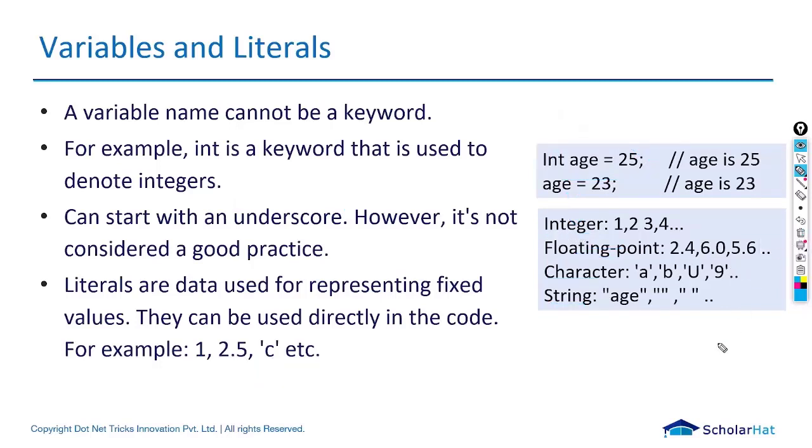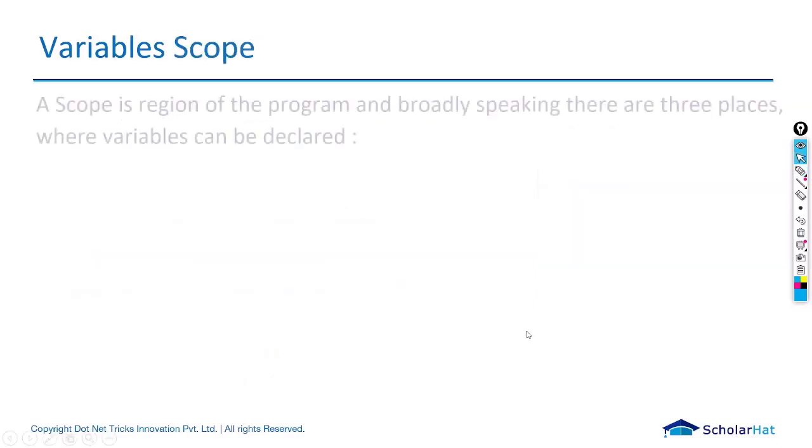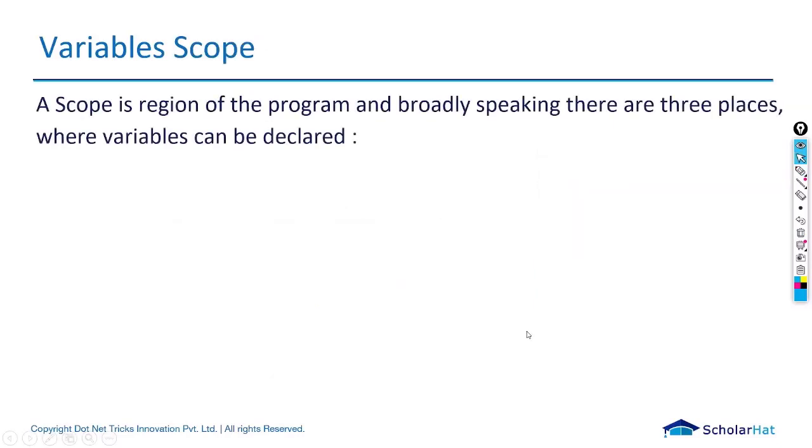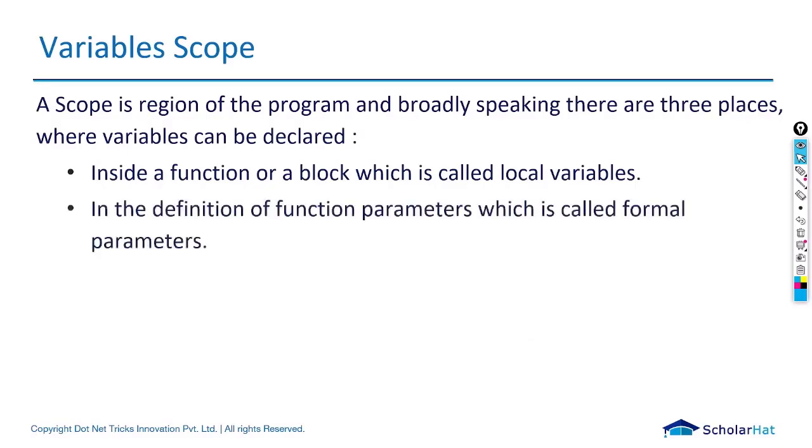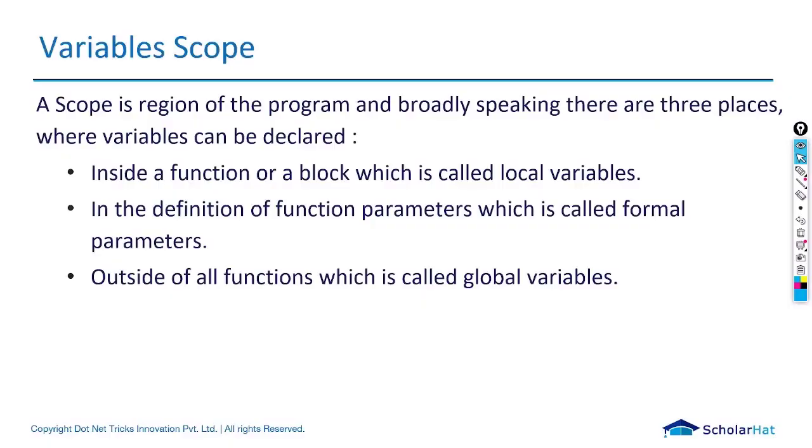Moving to the next slide. Variable scope. A scope is a region of a program, and broadly speaking there are three places where variables can be declared. Scope is nothing, that is just writing within the parentheses. That is what we call scope in very layman terms.